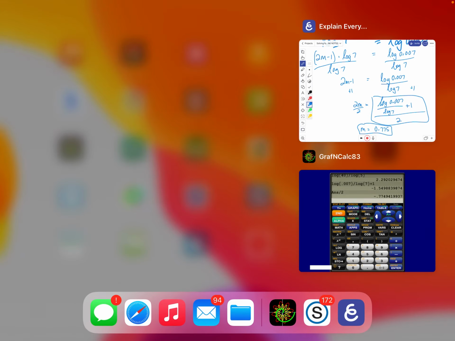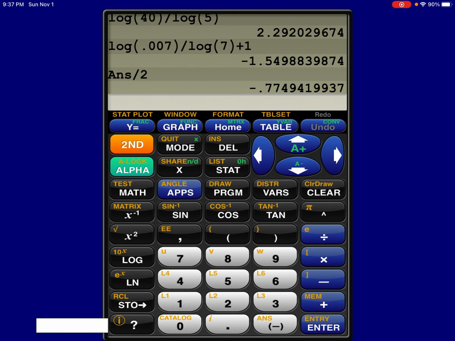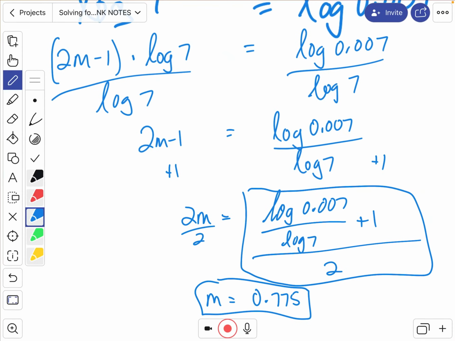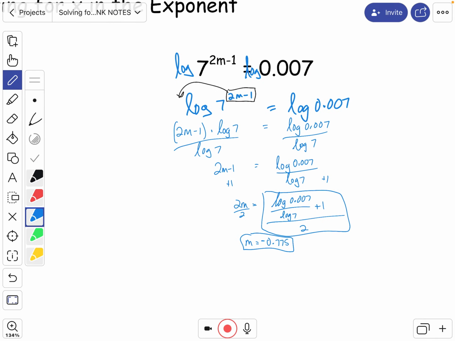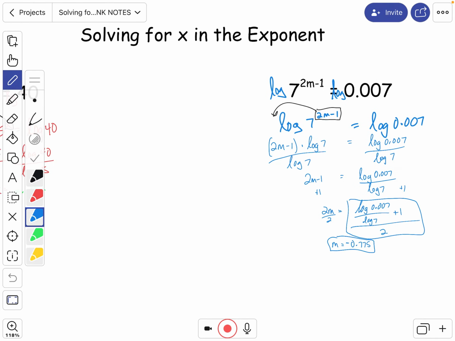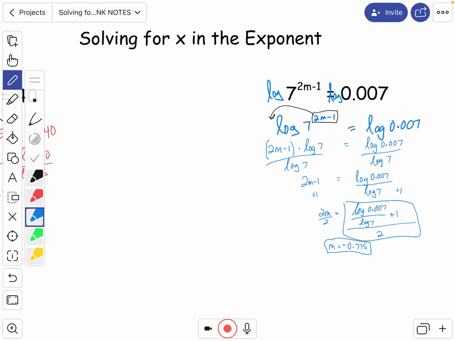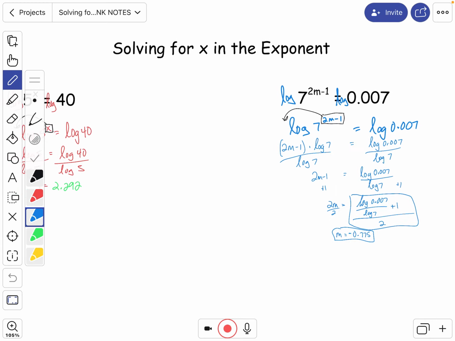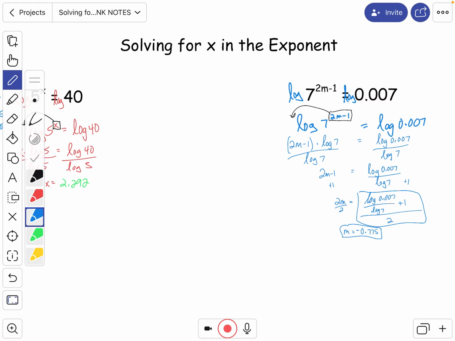And there we have it. Oh, I'm sorry, it's negative 0.775. I was double checking. I thought I maybe missed that. So negative 0.775. So once again, moral of the story, if you have an unknown in the exponent, you're going to take the log of both sides and then do your algebra and you'll get your answers. So that's for solving for x in the exponent or whatever letter you choose in the exponent.